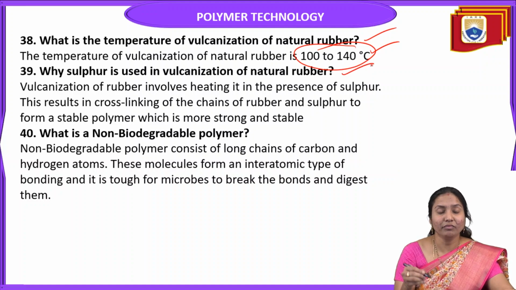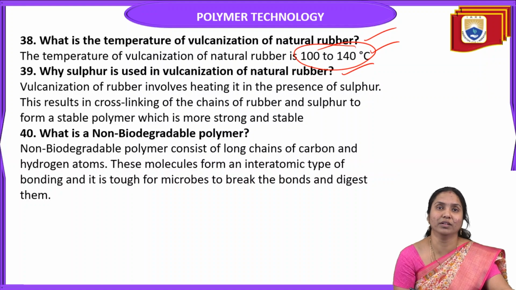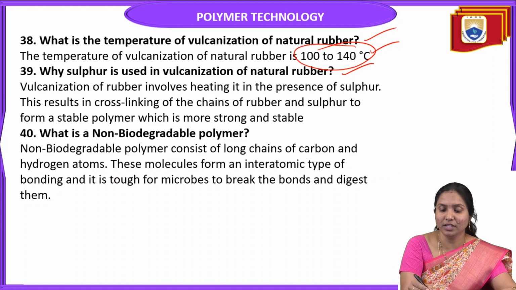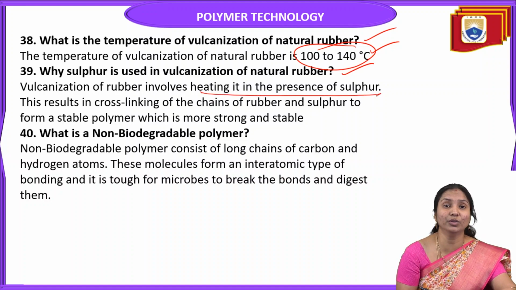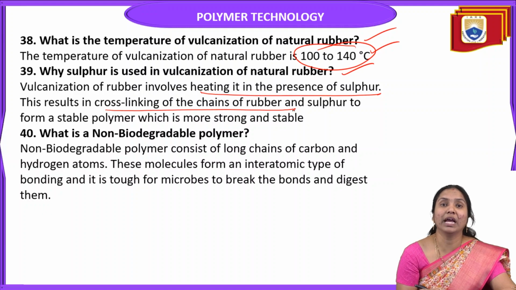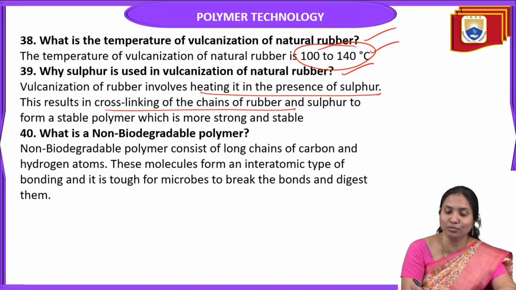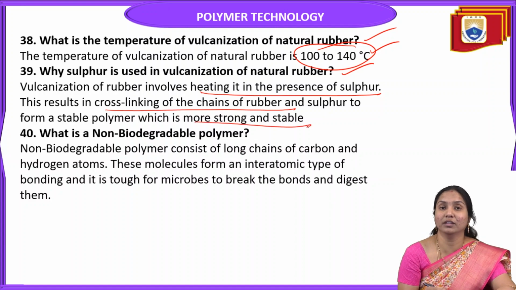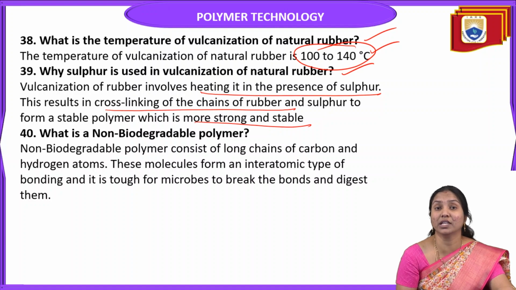And next question is, why is sulfur used in vulcanization of natural rubber? So vulcanization of rubber involves heating in the presence of sulfur at 100 to 140 degrees centigrade. This results in cross-linking of the chains of rubber and sulfur to form a stable polymer which is stronger and more stable. So during vulcanization, when heating with sulfur at 100 to 140 degrees centigrade, sulfur combines with double bonds of the rubber chains. So the resulting polymer has cross-linking of the chains of rubber and sulfur, forming a strong and stable polymer.